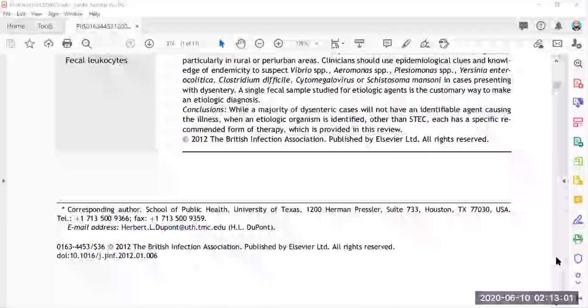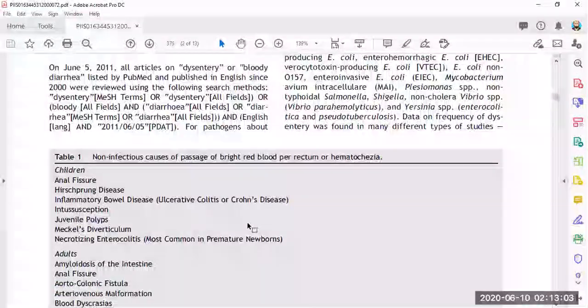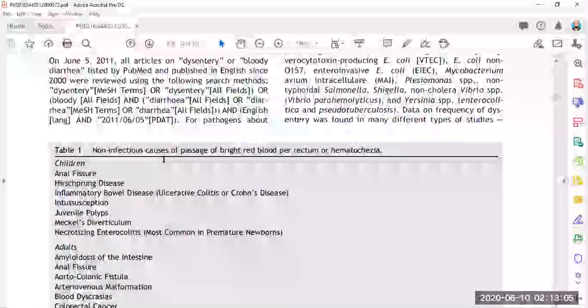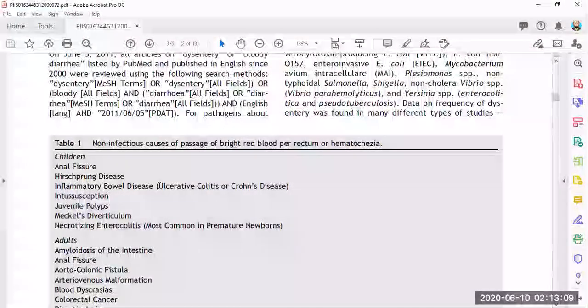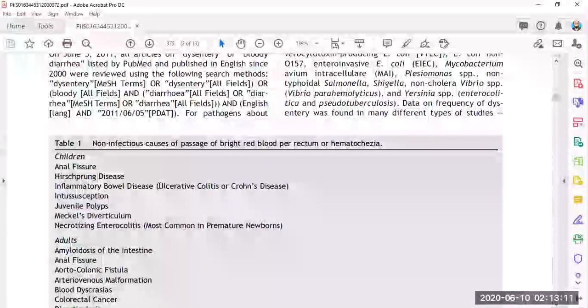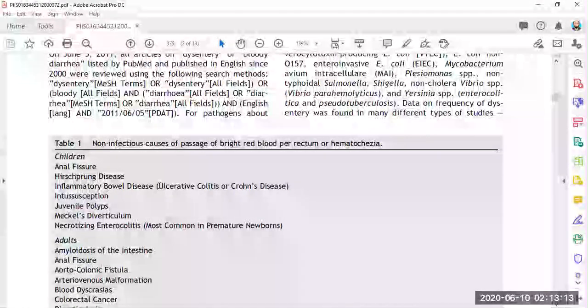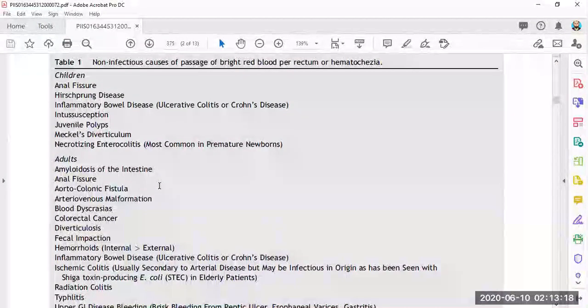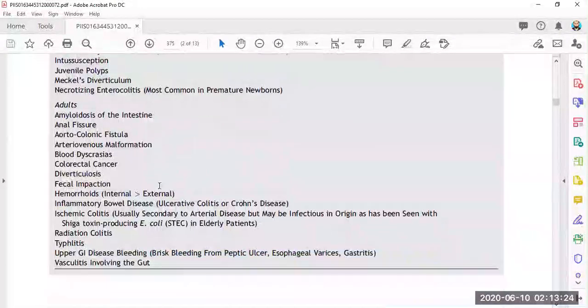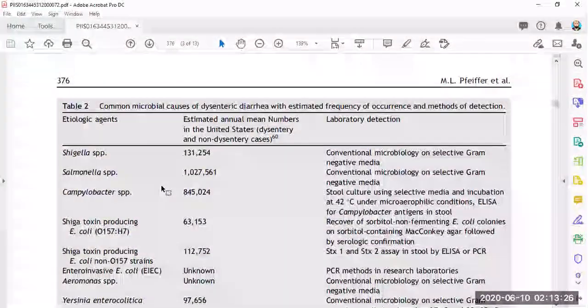I'm going to show you some important things. You can see the non-infectious causes they mention. The main ones are anal fissure, inflammatory bowel disease, and juvenile polyps, or in adults it could occur because of amyloidosis of the intestine, arteriovenous malformation, or colorectal cancer. They mention so many things.